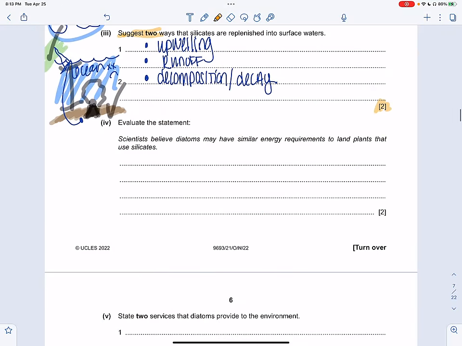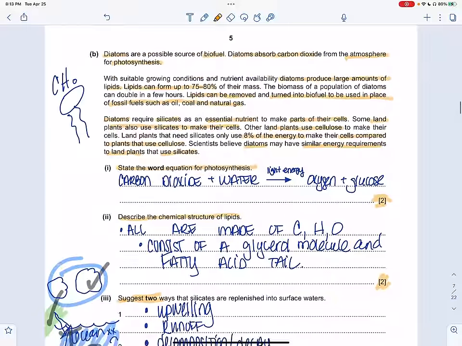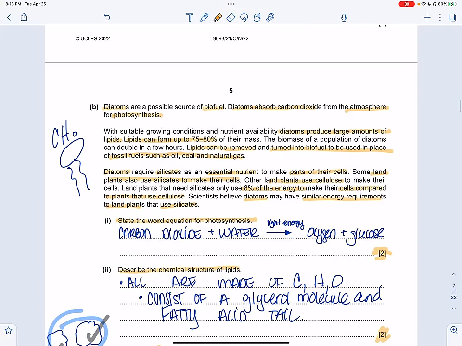All right. This question says scientists believe diatoms may have similar energy requirements to land plants that use silicates. Evaluate this statement. You don't have anything to evaluate it with, but these. So he said diatoms require silicates as an essential nutrient and to make part of their cells. Some land plants also use silicates to make their cells. Other land plants use cellulose to make their cells. Land plants that need silicates only use 8% of the energy to make their cells compared to plants that use cellulose. So it seems like it's more energy efficient, but that's not what the question's asking.